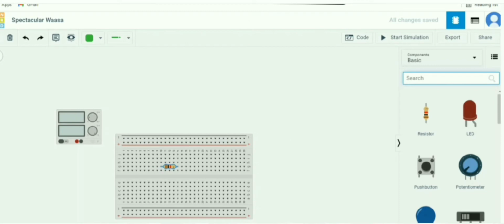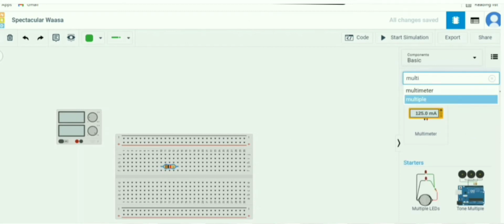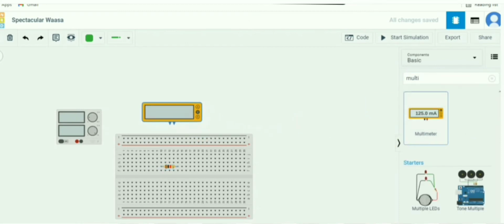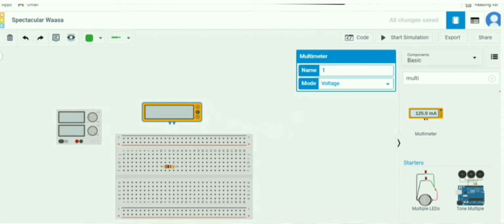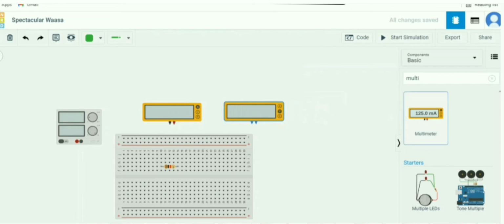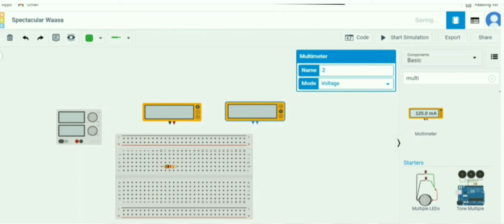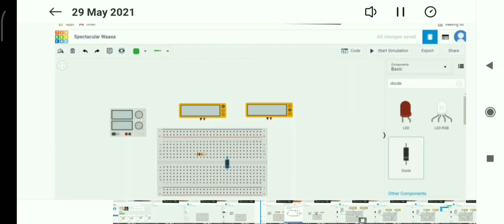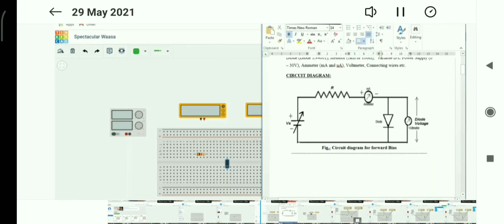Now take the multimeter. Here we require an ammeter as well as a voltmeter. The same meter can be used for the ammeter and voltmeter. Only change the knob: the first meter as an ammeter and the second meter as a voltmeter. Take the diode and place it on the breadboard.